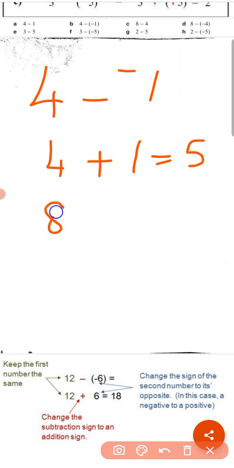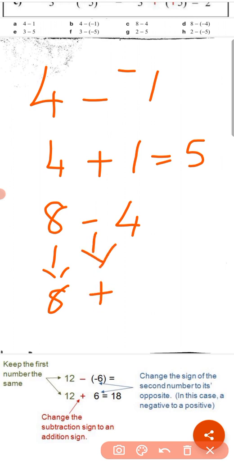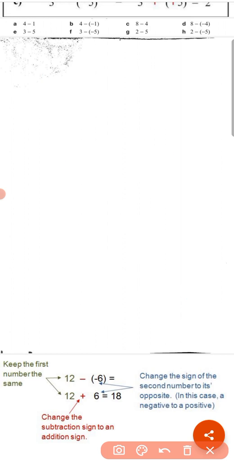Next, 8 minus 4. 8 stays 8 and this subtraction becomes addition. Then positive 4 becomes negative 4. We are adding two numbers with different signs. Subtract and put the larger number's sign. So 8 minus 4, 4. Since 8 is larger, our answer is also positive. 8 is a positive number.